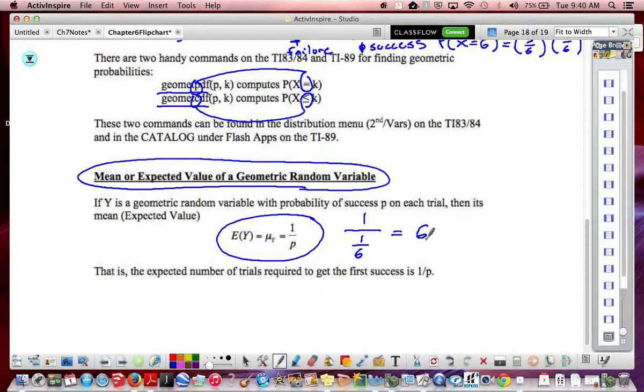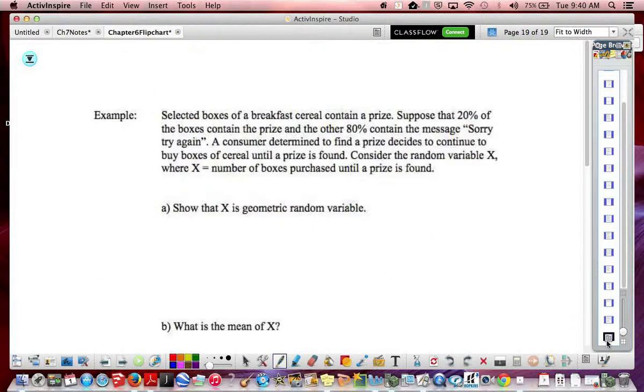Alright. Ready to look at some examples? Or at least one example. It's our last page of Chapter 6 notes. Woohoo! One of my favorite problems.